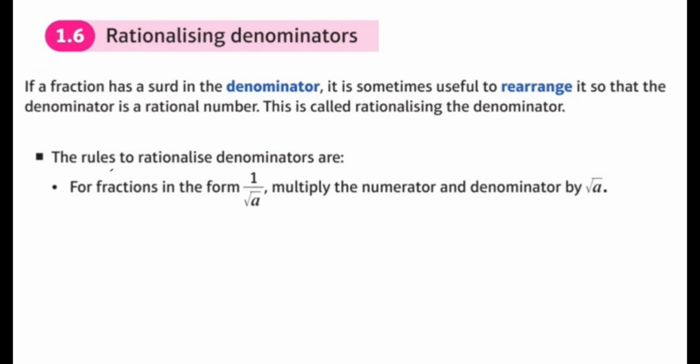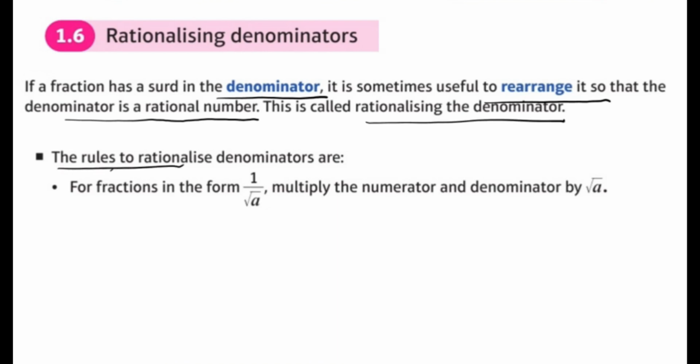Next topic 1.6, rationalizing the denominator. If a fraction has a surd in the denominator, we have to rearrange it so that the denominator is in a rational form, and that is called rationalizing the denominator. We have to follow these rules.